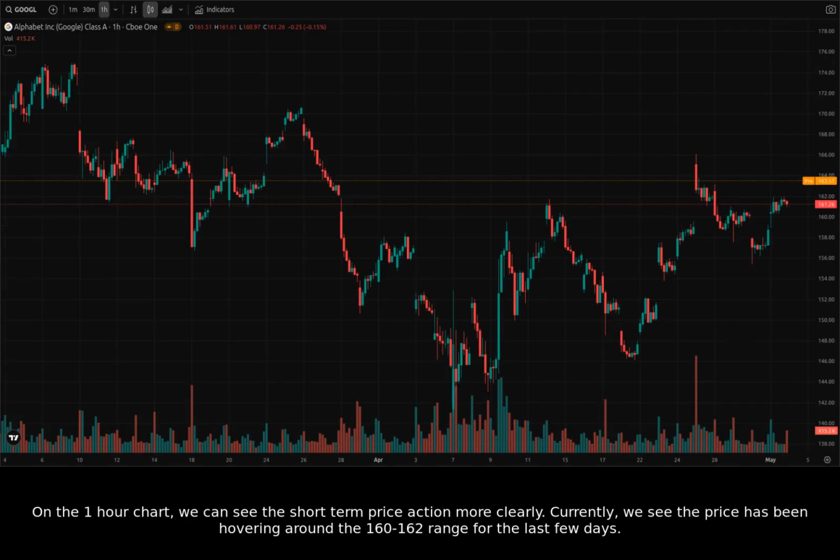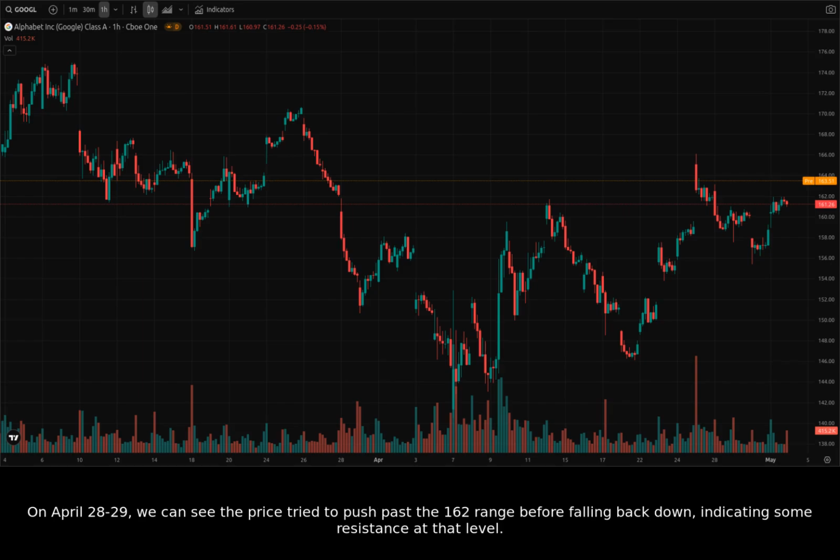On the 1-hour chart, we can see the short-term price action more clearly. Currently, we see the price has been hovering around the 160 to 162 range for the last few days. On April 28th to 29th, we can see the price tried to push past the 162 range before falling back down, indicating some resistance at that level.